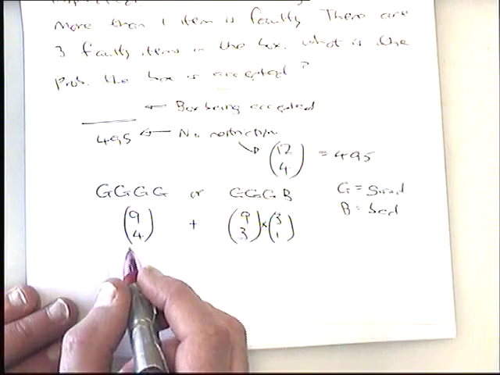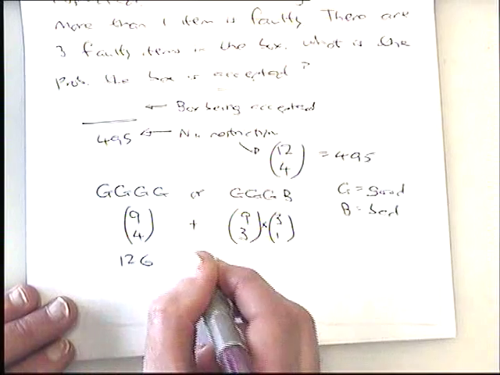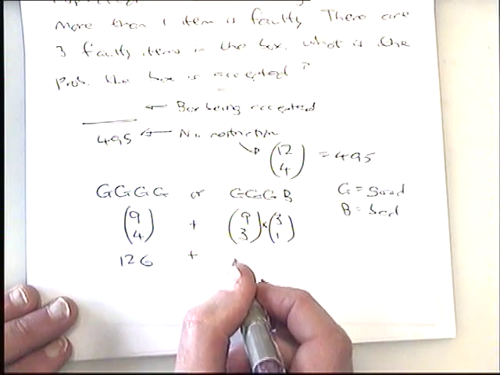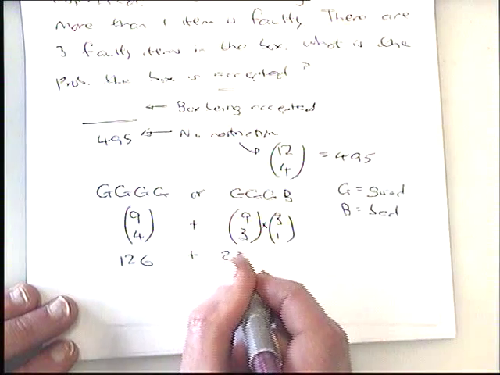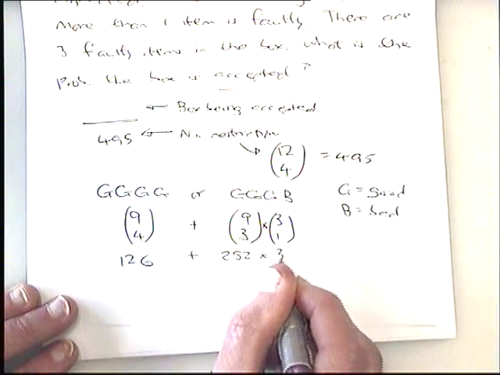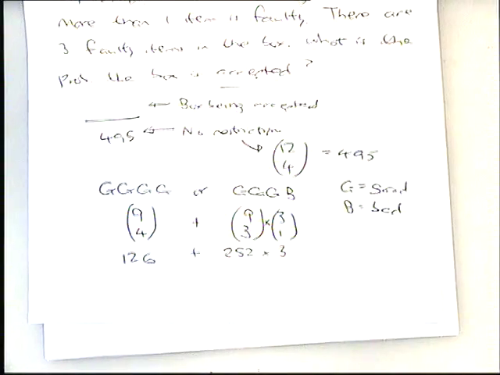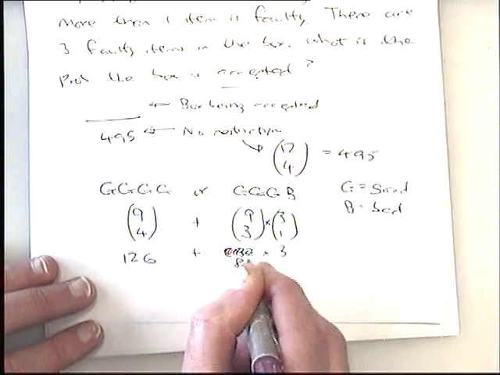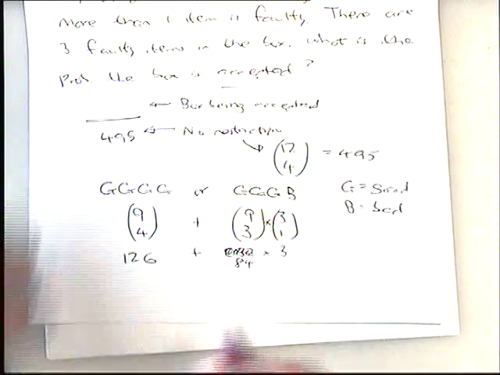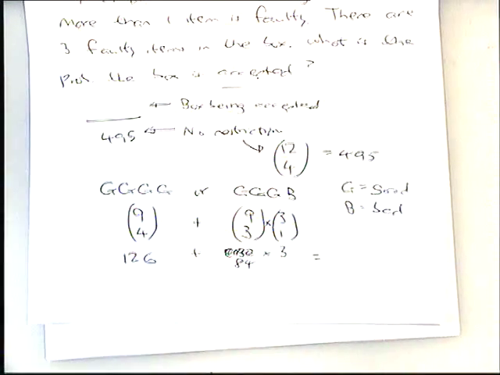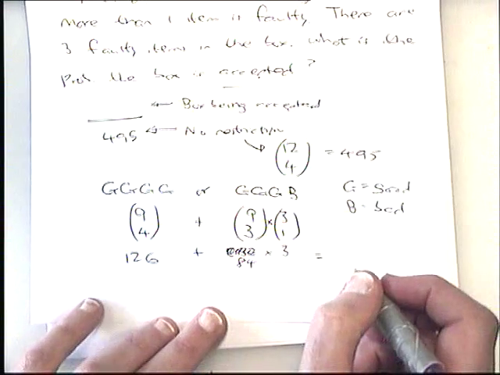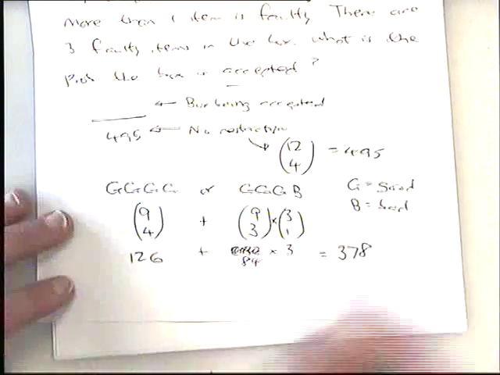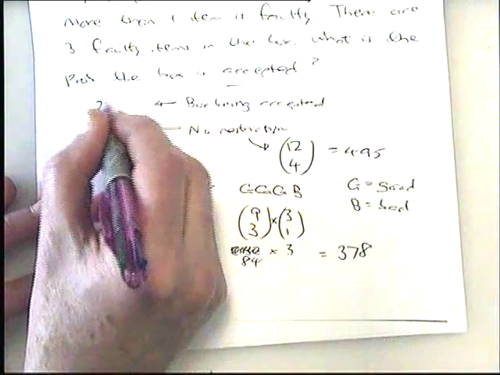126. Okay, hope someone's agreeing with that. 9 choose 3. 84. 3 choose 1 is going to be 3. So 3 times 84 is 252. Okay, which gives us 252 there together, and because we're timesing by 3, yeah, 378. So that's the top number of our fraction.